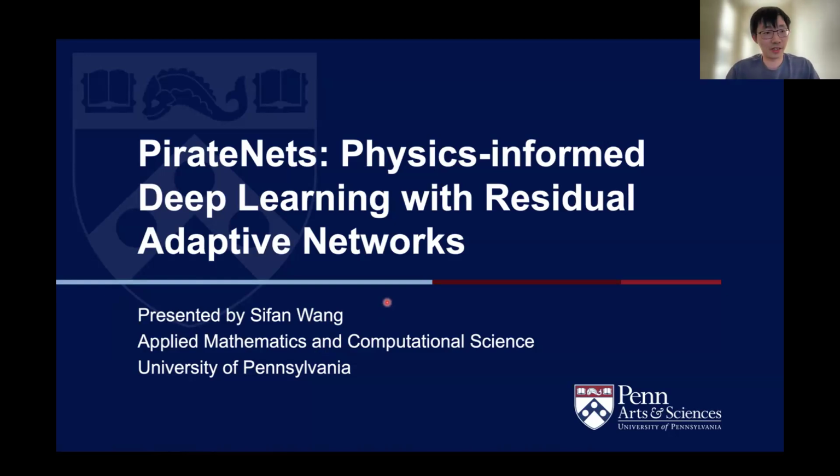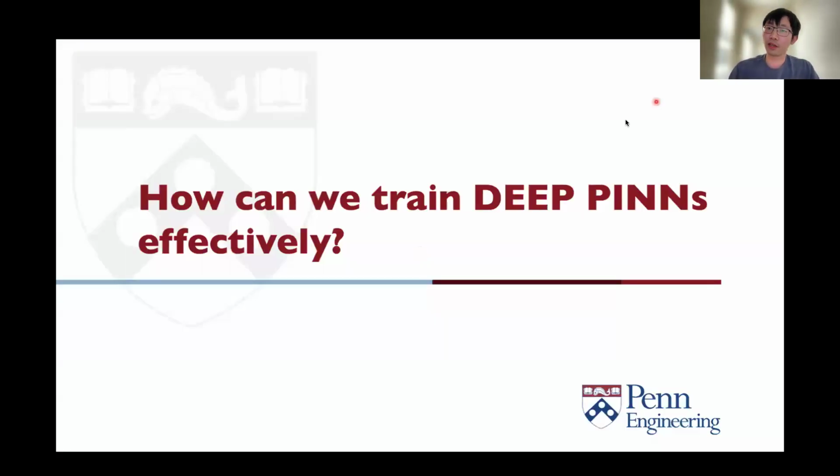But I believe the insight we get from this work can be easily translated and used in the general purpose of physics-informed deep learning. More specifically, we want to answer this question in this work. That is, how can we train deep PINNs effectively? Actually, this is a fundamental question in the deep learning community: how to train deep neural networks.